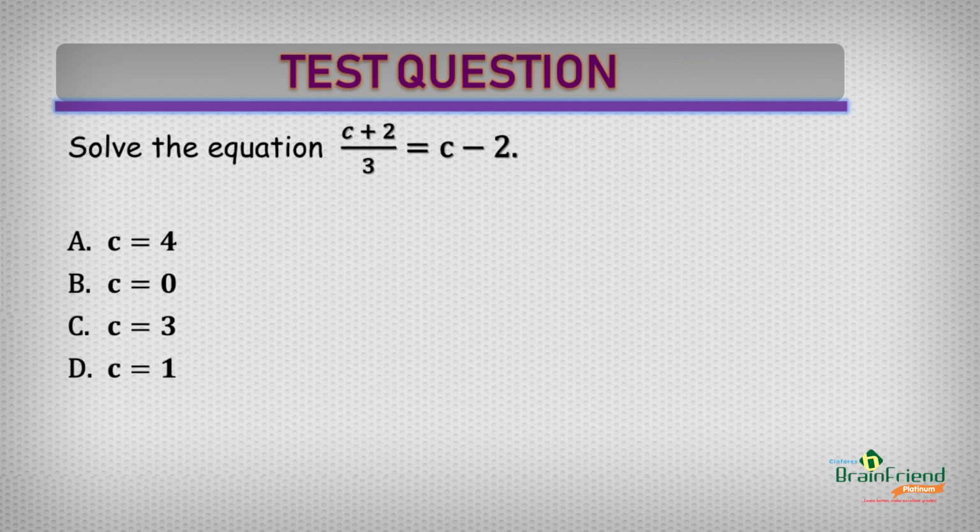Question 1. Solve the equation (c + 2) over 3 is equal to c minus 2. Option A, c is equal to 4. Option B, c is equal to 0. Option C, c is equal to 3. Or option D, c is equal to 1. Our correct answer is option A, c is equal to 4.